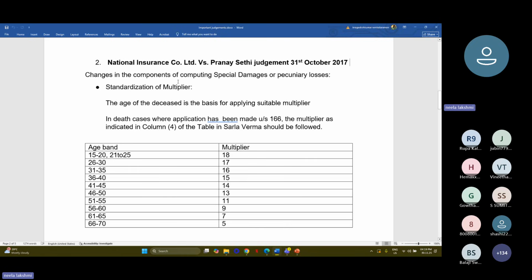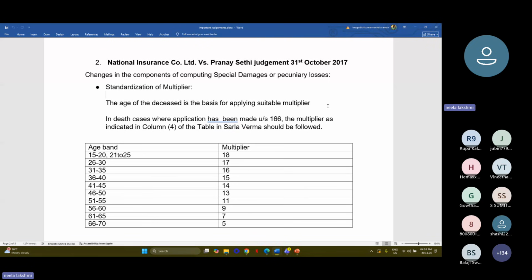Changes in the components of computing special damages or pecuniary losses. Two types of losses are awarded by the claims tribunal. One is special damages, or pecuniary losses, or financial losses, for example, loss of income. Another is loss of injury, pain and suffering, loss of life, something like that.